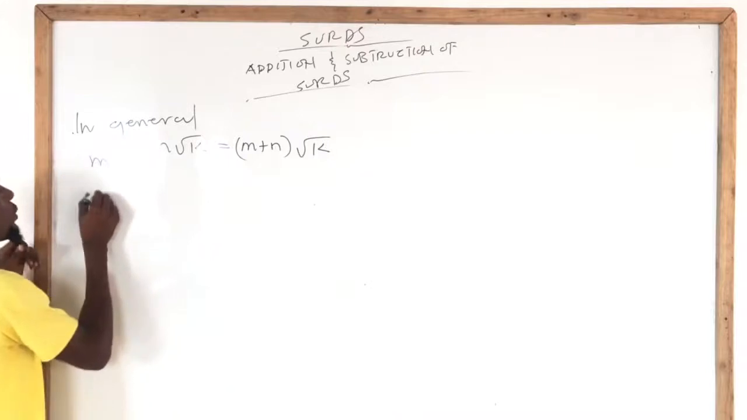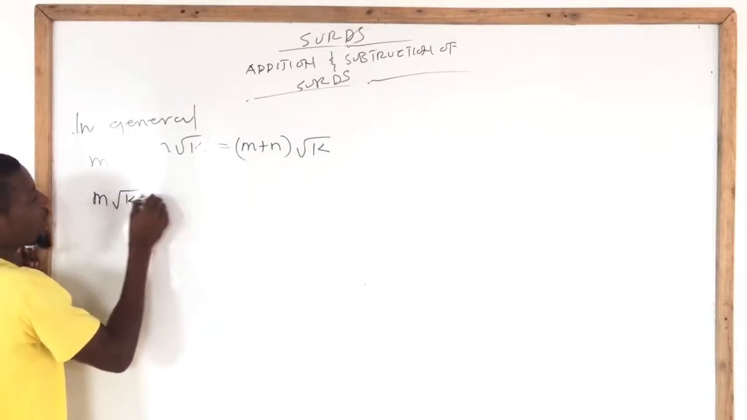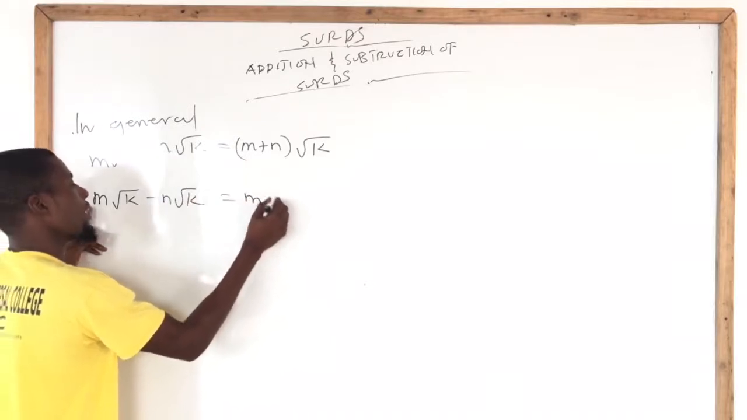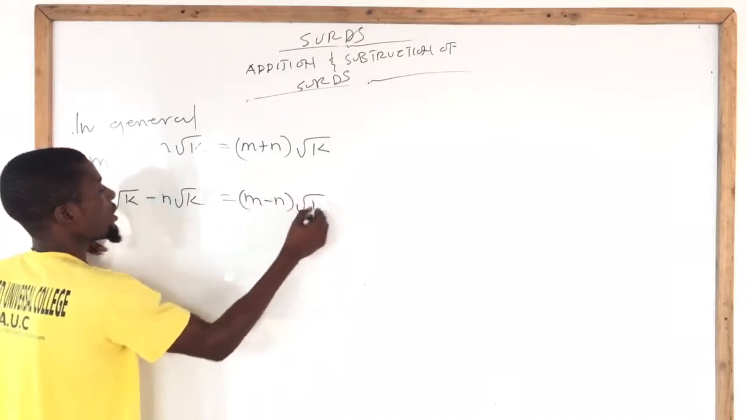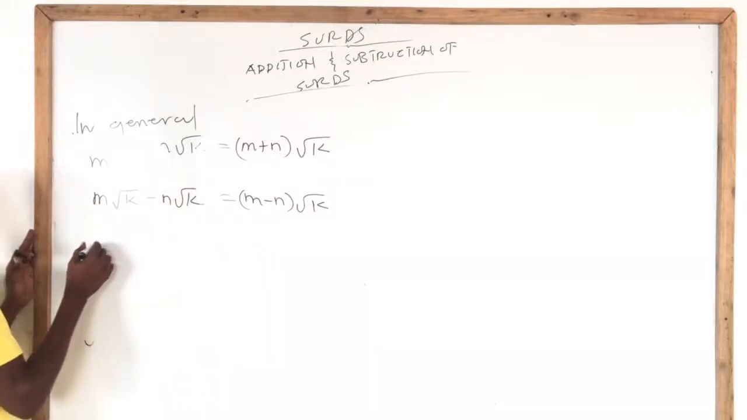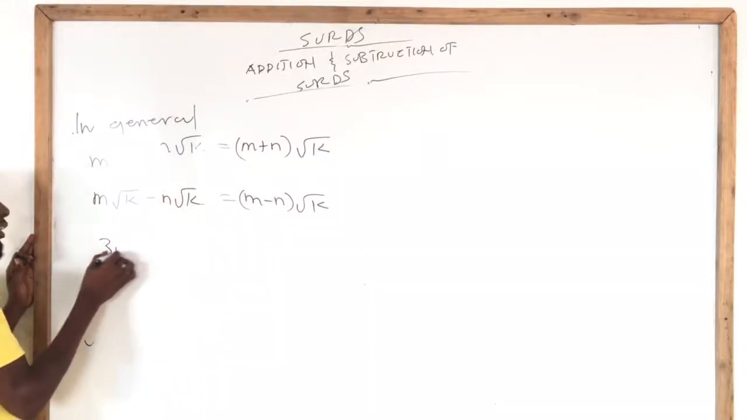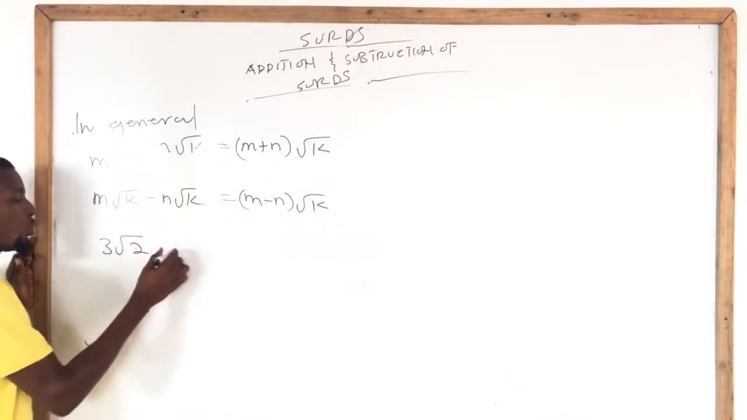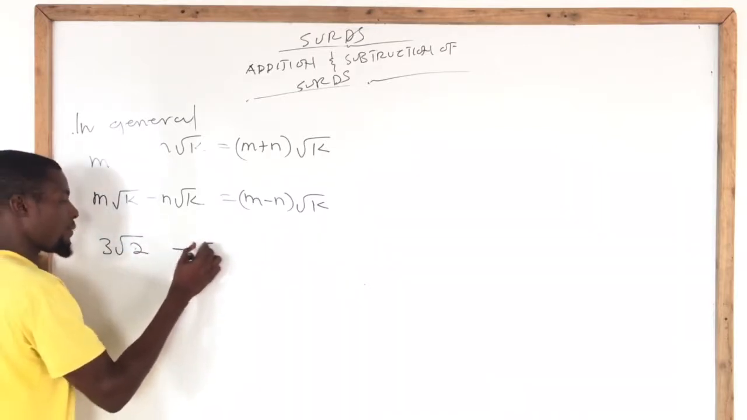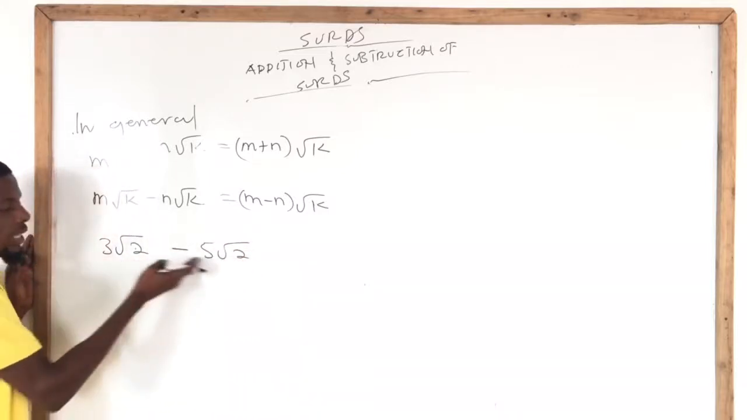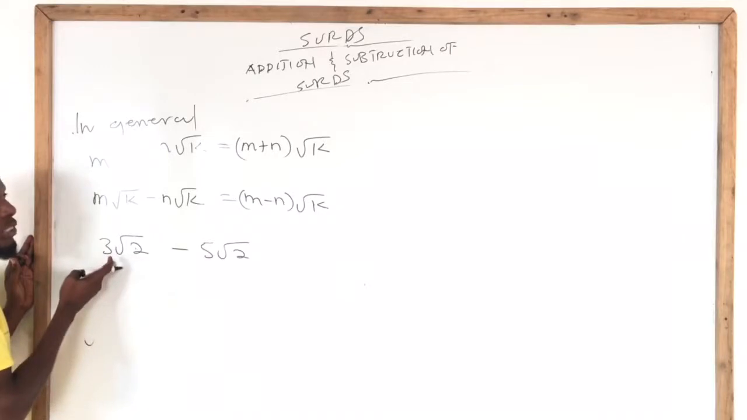So in the same way, if I have m root k minus n root k, then it becomes m minus n root k. Do you get what I mean? So for instance, if I have 3 root 2 minus 5 root 2, since they have the same root, then I can perform the operation, right?